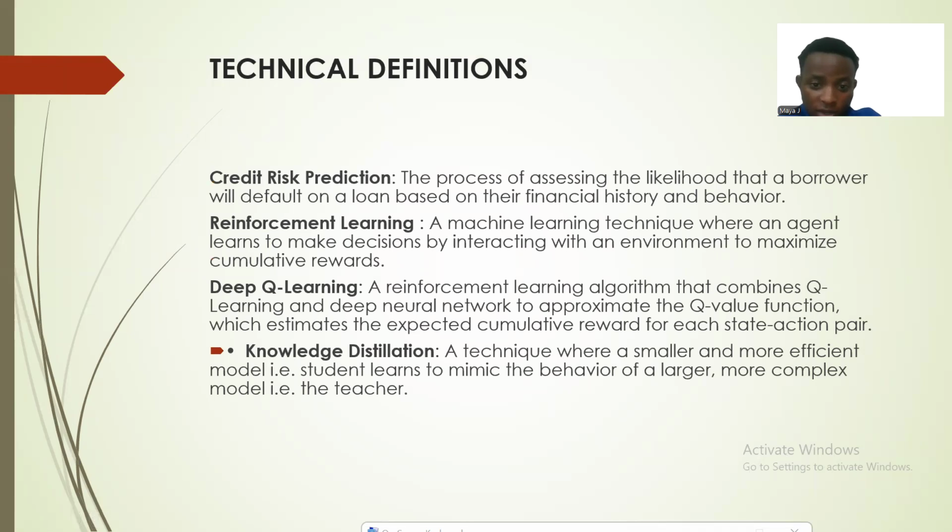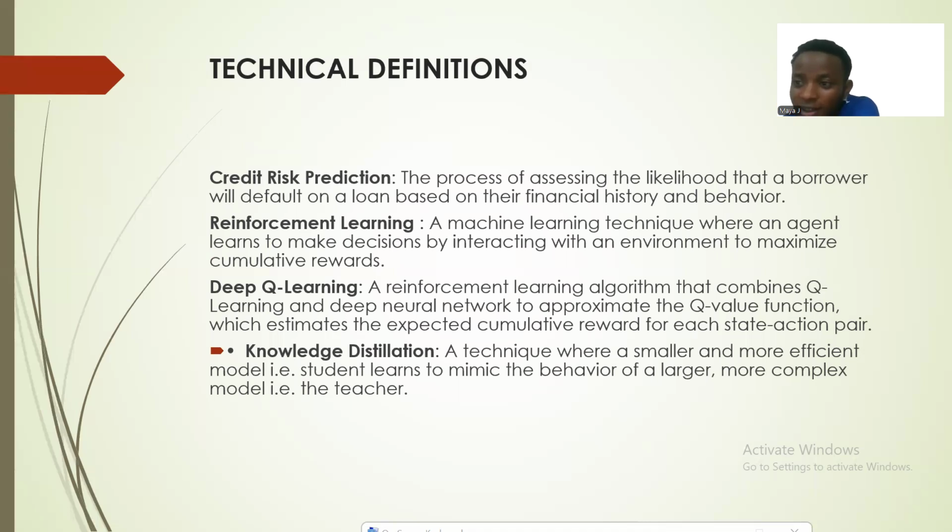Credit risk prediction: here we are trying to assess the likelihood of someone who has borrowed a loan, how likely they are to default or pay back. In reinforcement learning, you have an agent operating in an environment, learning from the rewards or feedback it gets from the environment based on its actions. That's how it keeps on learning and getting better.